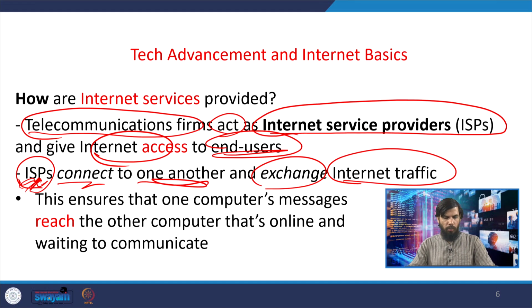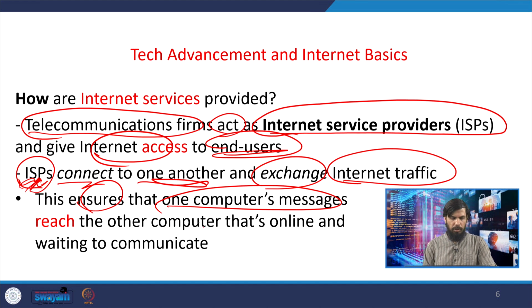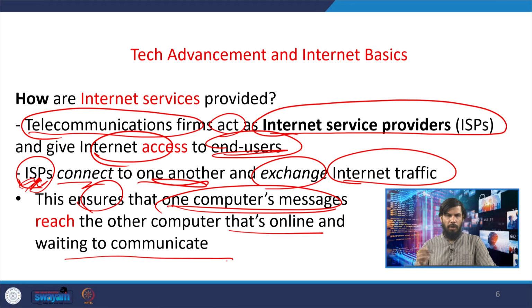So, ISPs connect to one another and exchange internet traffic, and that is why a computational node on one ISP is able to communicate with a computational node on another ISP, right. This exchange that happens between ISPs will ensure that one computer's messages reach the other computer that is online and waiting to communicate, right. Therefore, the global network of networks is actually formed because of these internet exchanges.